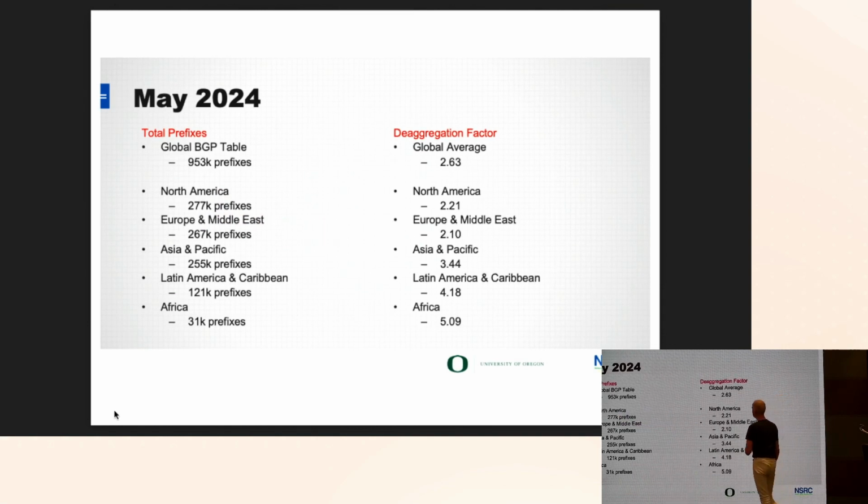So I work out the deaggregation factor, which is: take the global table, aggregate it as much as you can, and that's the difference. Globally, it's about 2.6. When I started doing this, it was about 2.1. North America, the ARIN region, is 2.21, and Europe 2.1. That's what you would expect, because everybody needs to multi-home and do traffic engineering, and leak sub-prefixes, which are chunks of address space, to do traffic engineering. So North America and Europe tend to do the right thing.